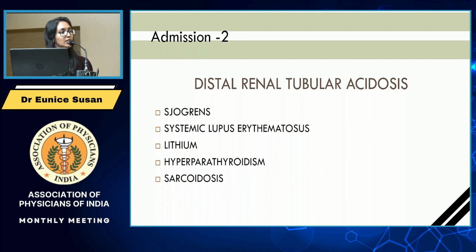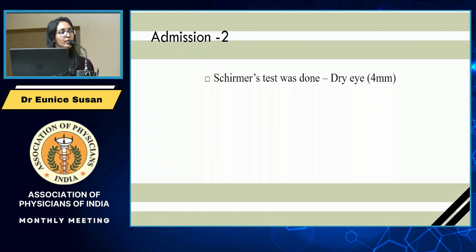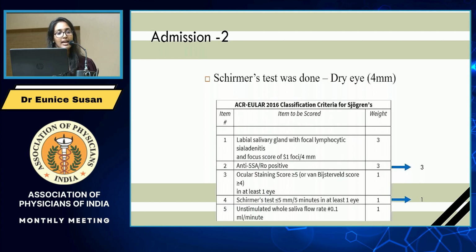So distal renal tubular acidosis is commonly seen in association with Sjogren's, systemic lupus erythematosus, lithium intake, hyperparathyroidism and sarcoidosis. So in view of the above reports, we sent a Schirmer's test, which was positive with dry eye of 4 mm value in both eyes. ACR-EULAR criteria for Sjogren's was positive with a total score of 4. So we were able to diagnose her as Sjogren's syndrome.